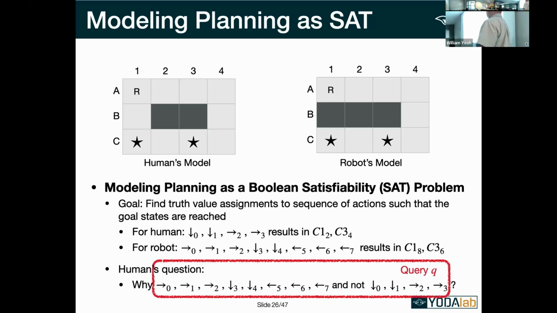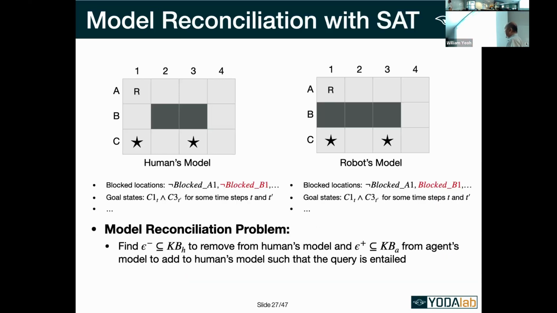And then the question of the human is like, why are you doing this instead of this, right? And here, this is just one example query. You could also have other queries like, why going this way would not achieve the goal, or why is this the shortest path. Those kinds of queries could also exist. Right? And so now we can define the model reconciliation problem.